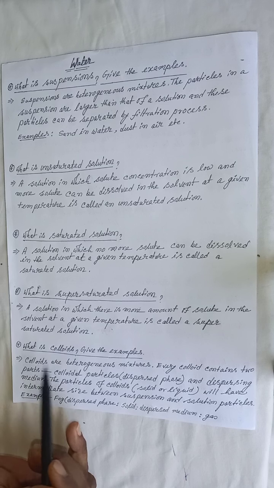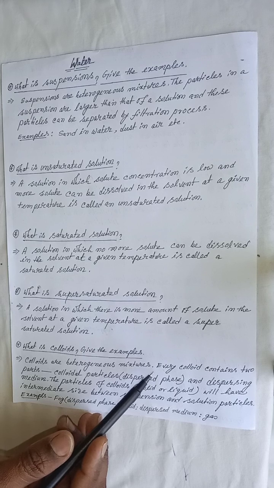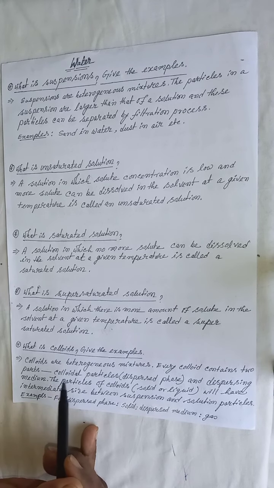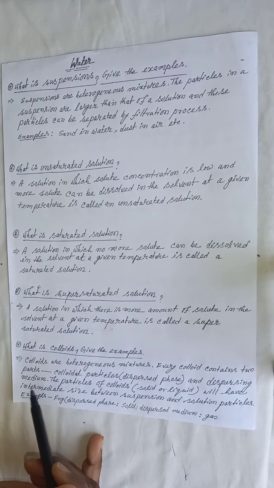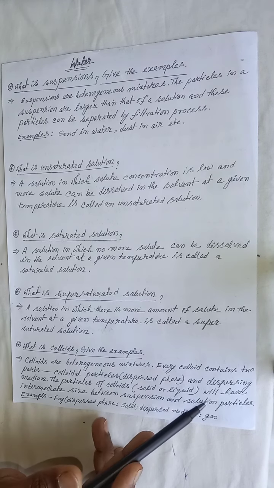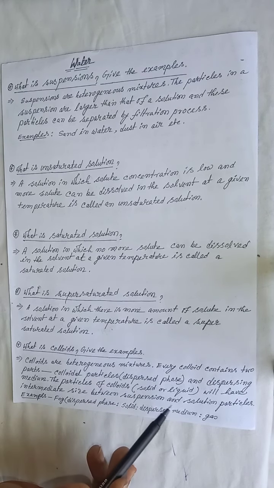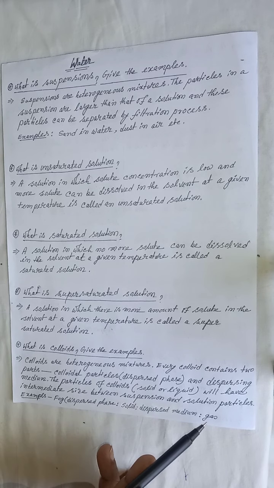What is a colloid? Give the example. Colloids are heterogeneous mixtures. Every colloid contains two parts, that is colloidal particles, the disperse phase, and the dispersing medium. The particles of the colloids, solid or liquid, have an intermediate size between suspension and solution particles. Example for colloids: fog, disperse phase liquid, dispersing medium gas.